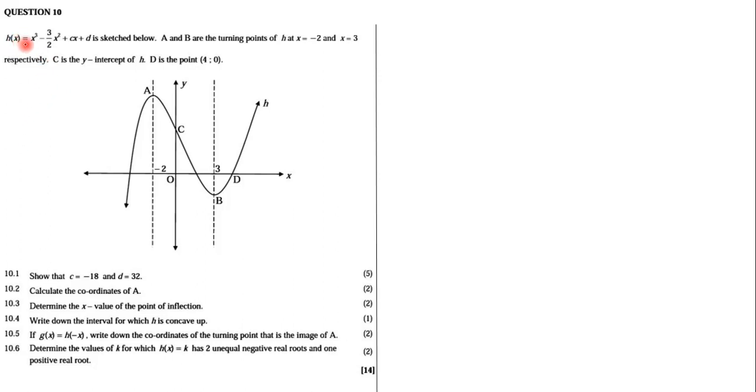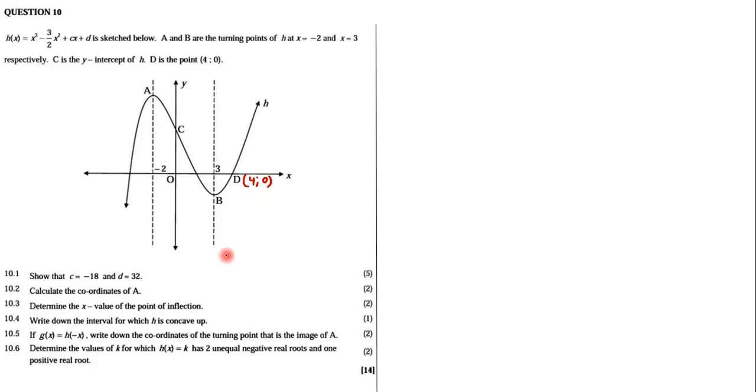So h of x is equal to x cubed minus 3 over 2 x squared plus cx plus d, as sketched below. A and B are the turning points of h at x equals minus 2 and x equals 3 respectively. C is the y-intercept of h, and D is the point (4, 0). So firstly, let me make sure that I write this point here so that I don't forget it when it's time for me to finally use it.